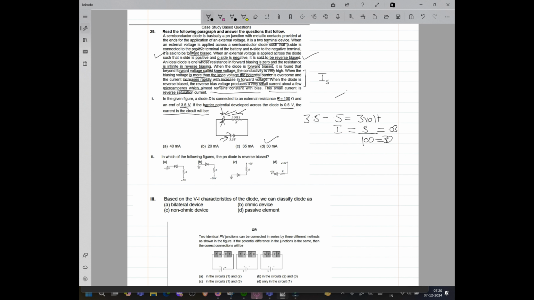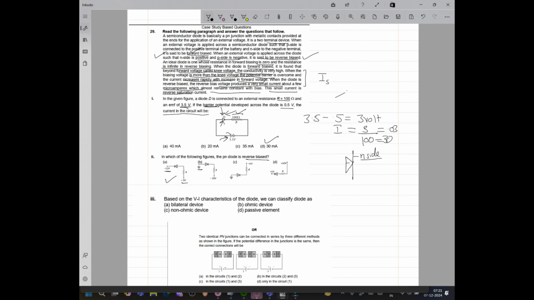In which of the following figures is the PN junction diode reverse biased? Okay, so for reverse bias we know that the P side has to be connected to the negative terminal, which means the P has to be at lower potential and the N side has to be kept at the higher potential. So it's reverse. So let's look into the diagram where the triangle, which is the P side, is connected to the lower potential. So here 0.5 volt is bigger than -12. This is essentially forward bias.